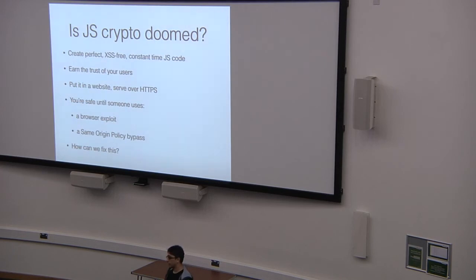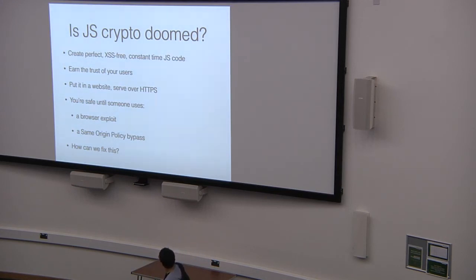So is JavaScript crypto doomed, then? Because if you create a perfect application, there's no XSS there. You can trust the server to not backdoor the code for you. You put it on a website, there's TLS with perfect forward secrecy, whatever. And you can still be backdoored by just anyone executing code in a second tab of your victim's computer, right? And exploiting the browser.